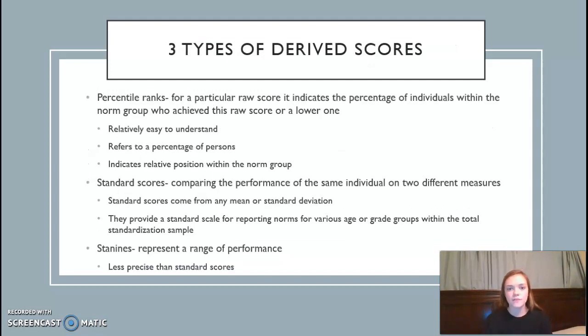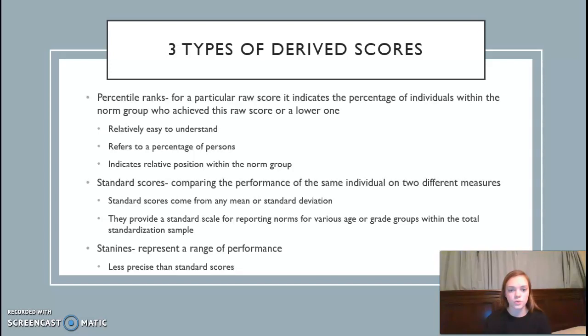3 types of derived scores. The first type of score is percentile ranks. For a particular raw score, it indicates the percentage of individuals within the norm group who achieved this raw score or a lower one. It is relatively easy to understand, refers to a percentage of persons, and indicates relative position within the norm group. So if you're trying to figure out where a student lies within the rest of their class, percentile rank would be a good type of score to use.